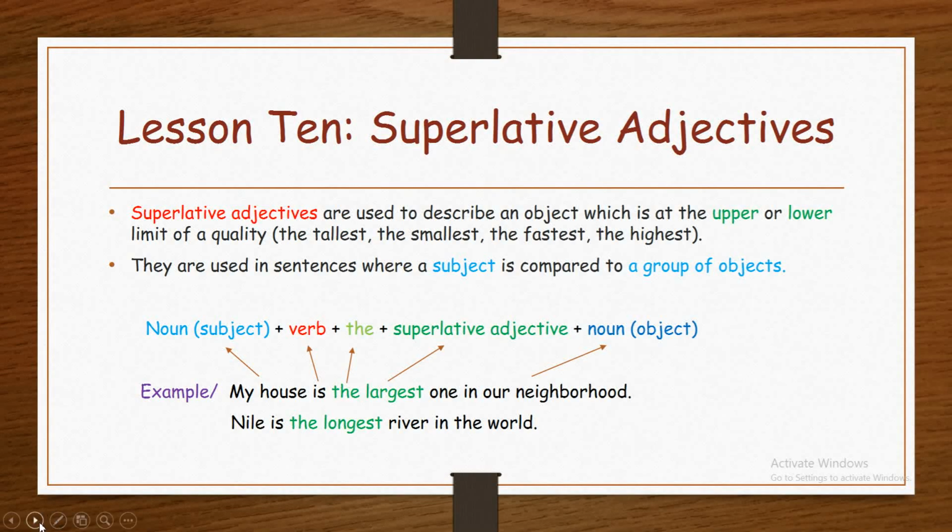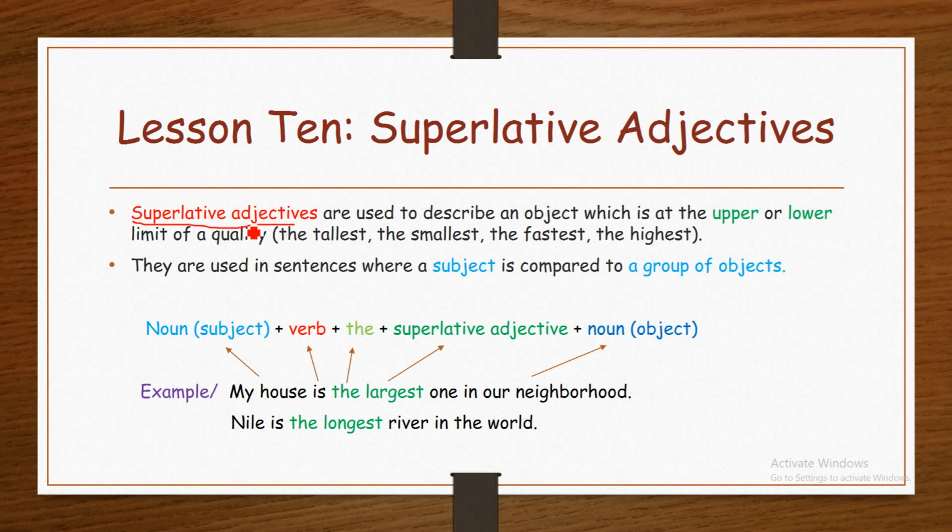Lesson 10: Superlative Adjectives. In the previous lesson, we studied comparative adjectives. We said comparative adjectives are used to compare two nouns, or two objects. For example, tiger is stronger than cat. You are comparing tiger to cat.